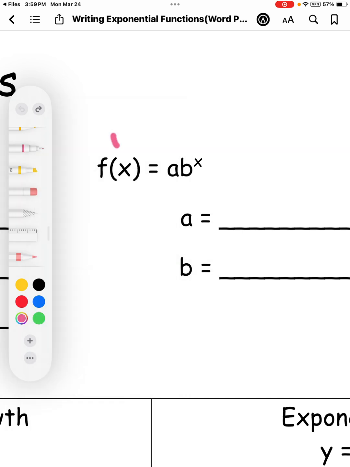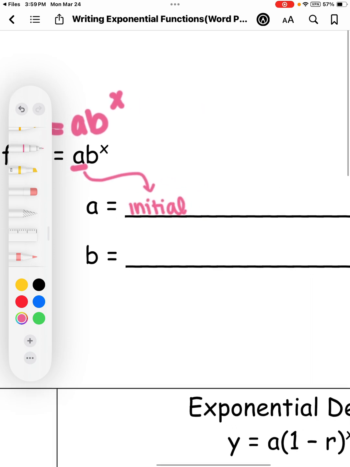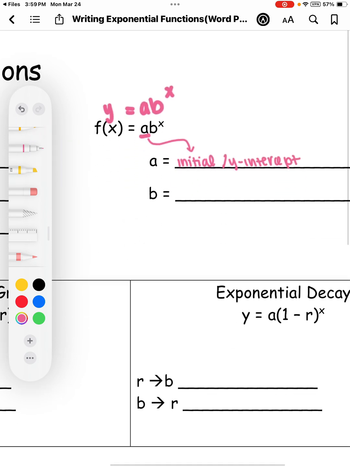So y equals a times b to the power of x. What does a represent? And remember, you should be talking with each other. Initial amount, y-intercept. Okay. What does b represent?